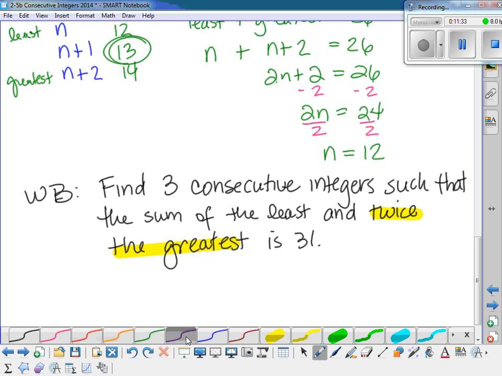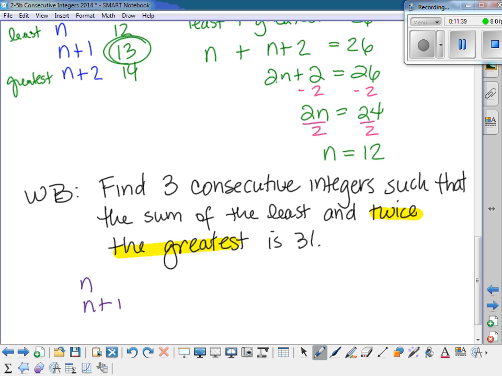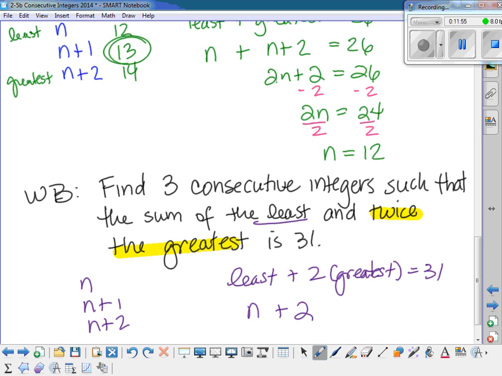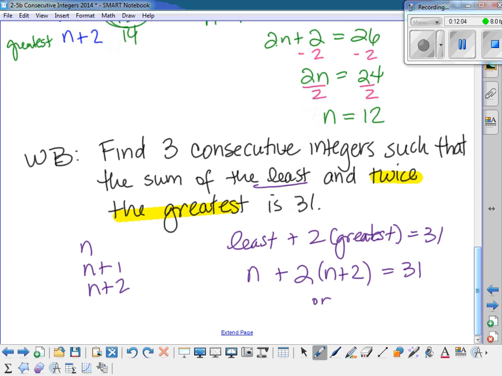Thank you. All right, so we've got n, n plus 1, and n plus 2. Okay, the sum of the least, we said the least, and 2 times the greatest, right? So the least was n, and 2 times the greatest, now I just have to put it in parentheses, 2 times n plus 2. Okay? Or I saw another person that wrote the greatest 2 times. That works too. N plus 2 plus n plus 2. That works as well. Okay? So that's where you start, one of those 2, and solve from there.